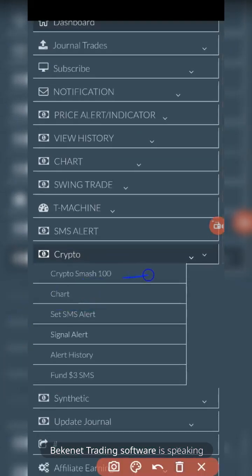The crypto /100. Please mute your mic. You have the chat. You have to set your SMS. You have to set your alert. You have to view history. This one is to fund your SMS. These ones here are optional. This is the only thing you need to trade for free. You understand? These ones are optional. Let's say, for instance, the purpose of this is for you to get notification alerts.